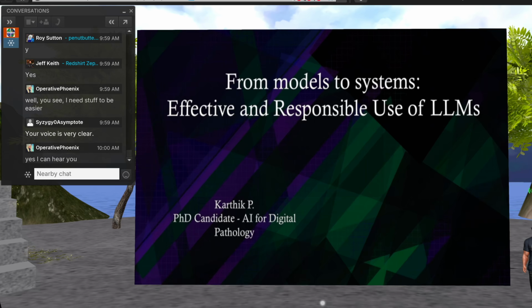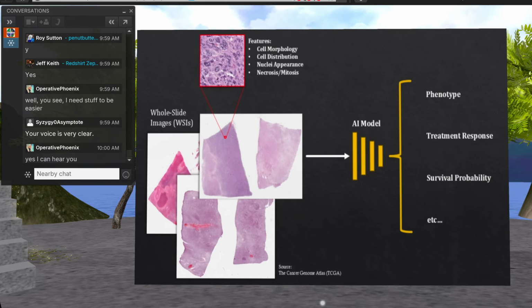The inspiration for this presentation came from the work that I'm currently doing as a PhD candidate. So let me talk about the focus of my PhD work first. I don't actually specialize in LLMs from an official standpoint. My PhD specialization deals with pathology.